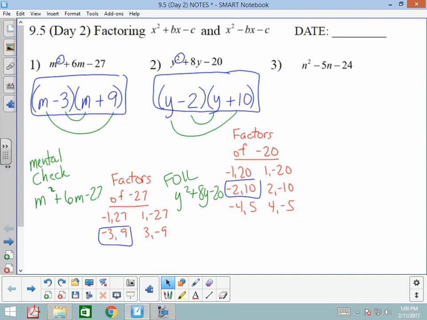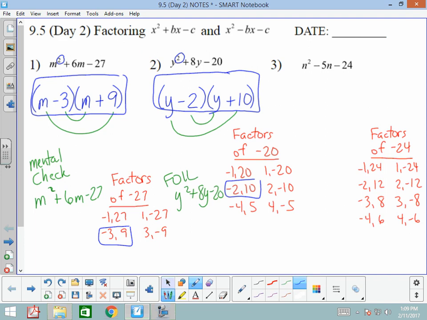Okay, let's look at the next one, factors of negative 24. There are several more factors of negative 24 than there were of negative 27 and negative 20. So you can pause the video and write those down. We're looking for the two factors that add up to be negative 5. So that'll be positive 3 and negative 8.